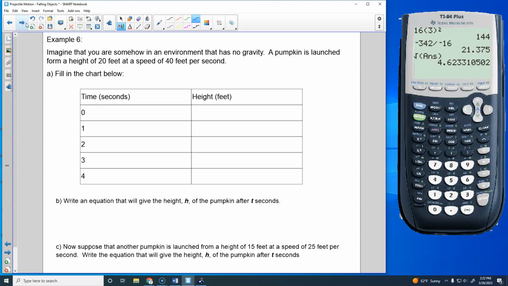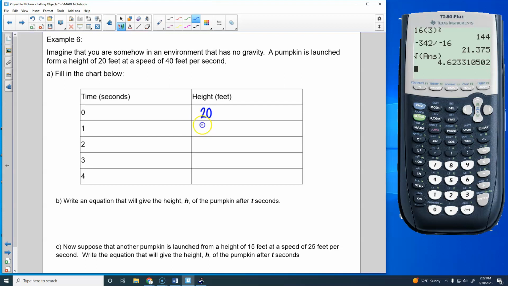So a pumpkin is launched from a height of 20 feet at a speed of 40 feet per second. Okay, so wherever we're at in space, we are going to launch this pumpkin from a height of 20 feet. So at time 0, what's the height of the pumpkin going to be? It's going to be 20. So our height would be 20.